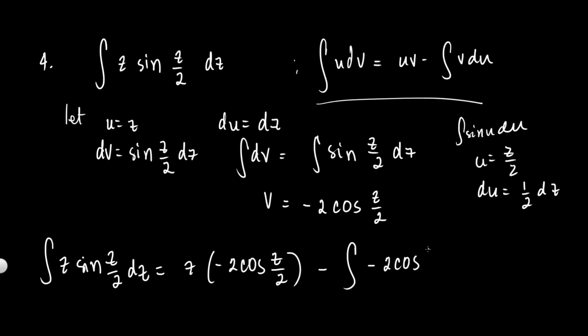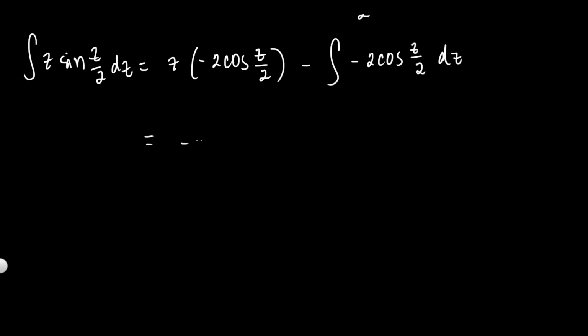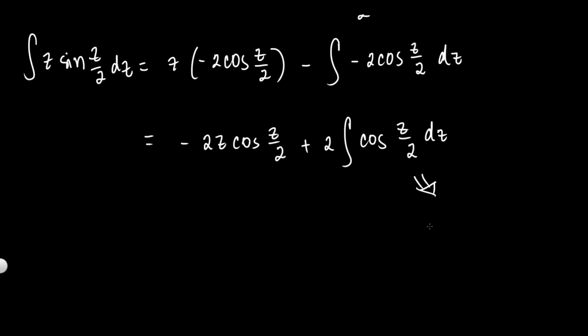Minus 2 cosine z over 2 and du is dz. Okay, next. So this is equal to minus 2z cosine z over 2. We take out the 2. Okay, so positive 2 times the integral of cosine z over 2 dz. Okay, now here in the cosine, no? So the form is cosine u du. So if u is z over 2, du is 1/2 dz. So we also have a 1/2 inside. So what is the integral of cosine? Integral of cosine is positive sine.